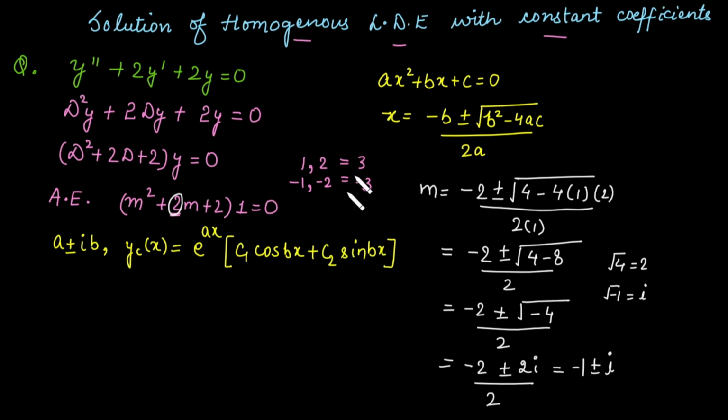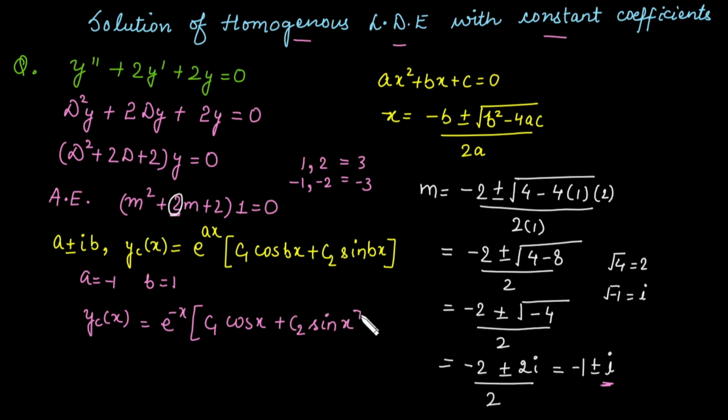Now what is the value of a in this case? That is minus 1 and b is 1. Substitute these values over here and the final answer in this case is e raised to power minus x, first constant, cos of x plus second constant, sine of x.